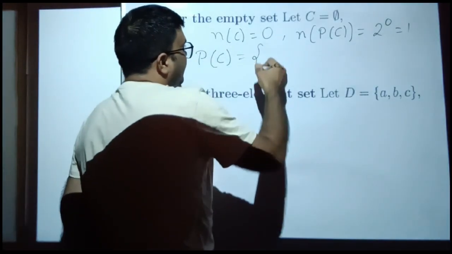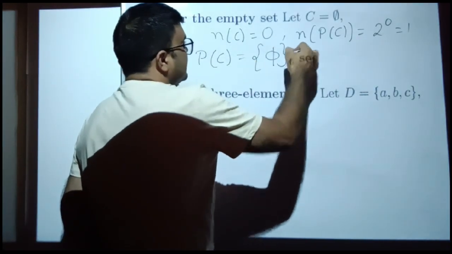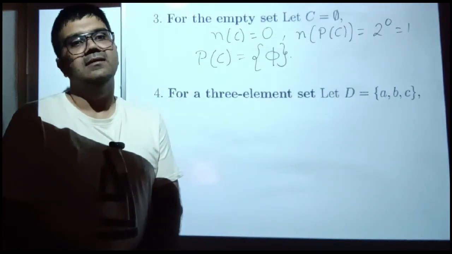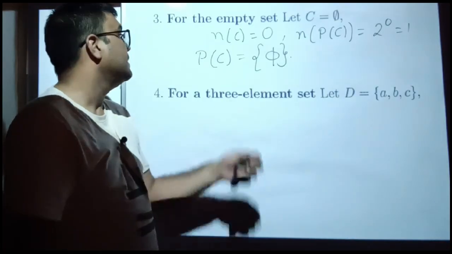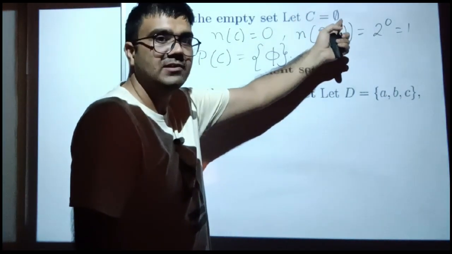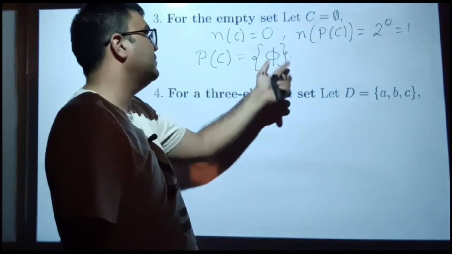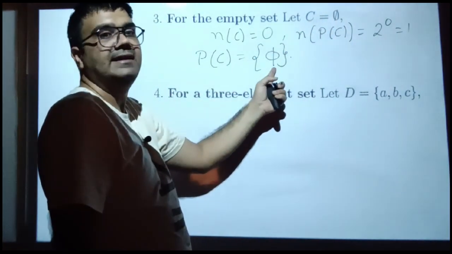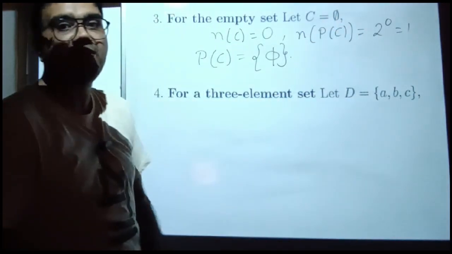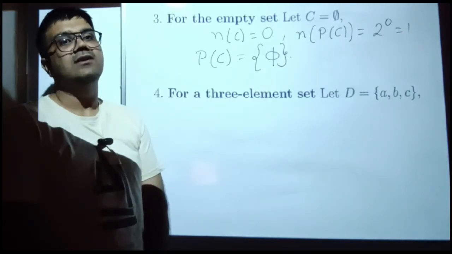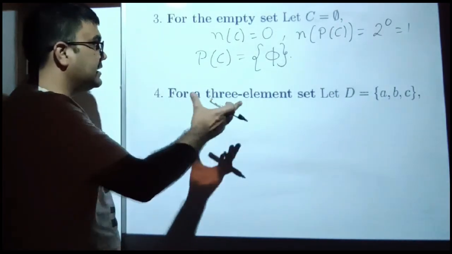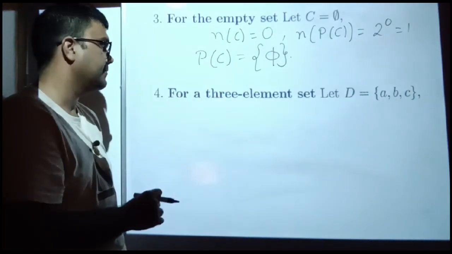We know that phi is always a subset of every set. So phi is also a subset of the empty set. So we are saying the power set of C, where C is the empty set, has only one element, that is that set itself. So the number of elements in the power set of C is 1. When we are talking about the power set, we are talking about the set of sets. It is a set containing the sets.